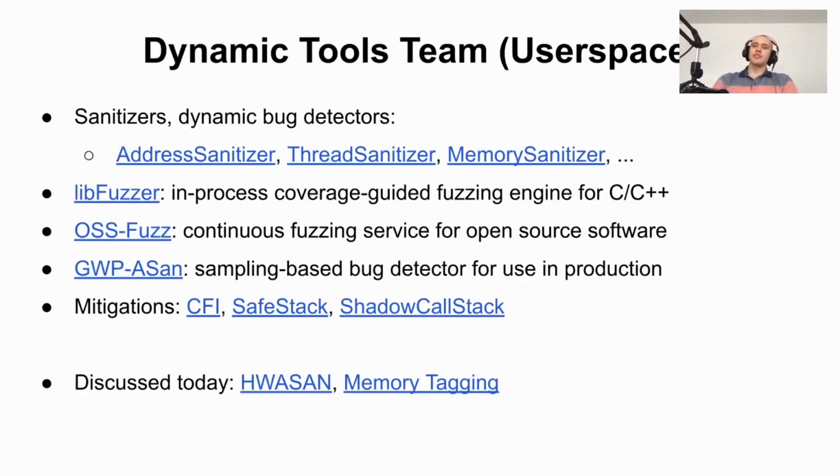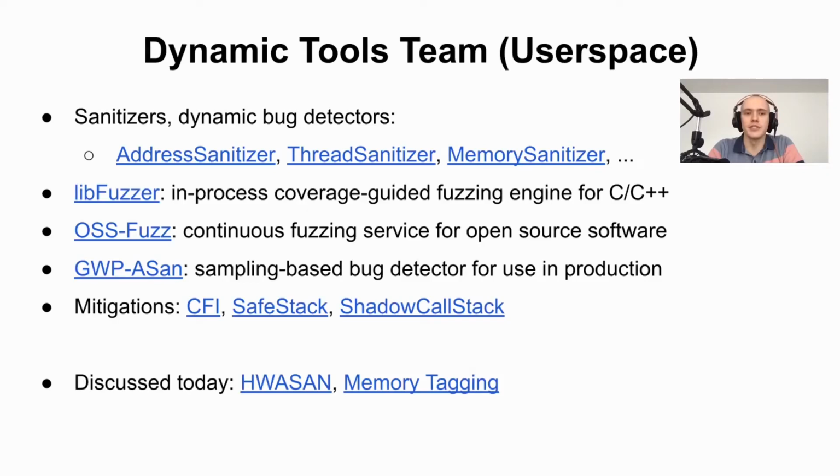My team actually consists of two parts. The first part works on user space, and there we have some bug finding tools like sanitizers. I think people who write C and C++ code have heard of them or have probably also used them. We have some tools that assist you with fuzzing, and one of the recent developments is what's called Tag-Based, which is a sampling-based memory bug detector. The idea is that you can actually use it in production to find memory bugs that happen in production code while it's running. The user space part of the team also works on mitigations like CFI, shadow call stack, and some of the others, and of course, memory tagging.